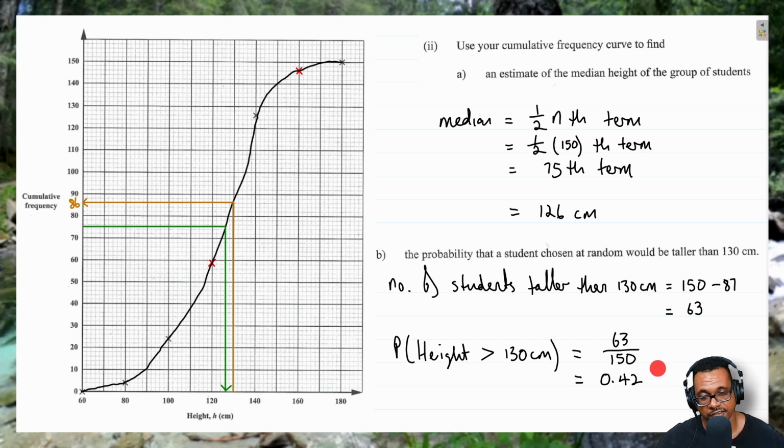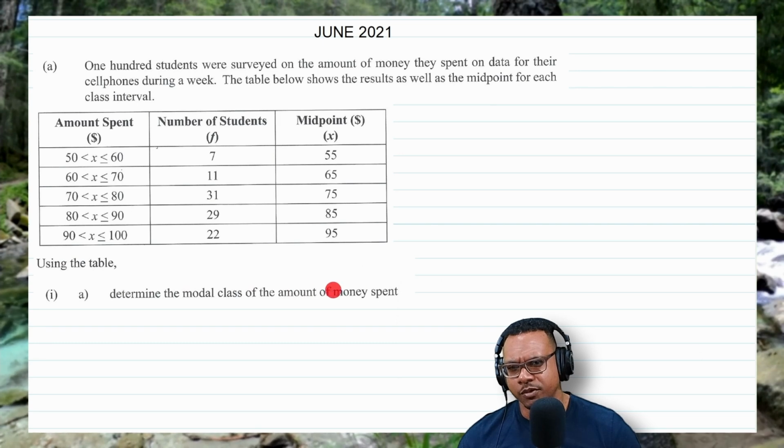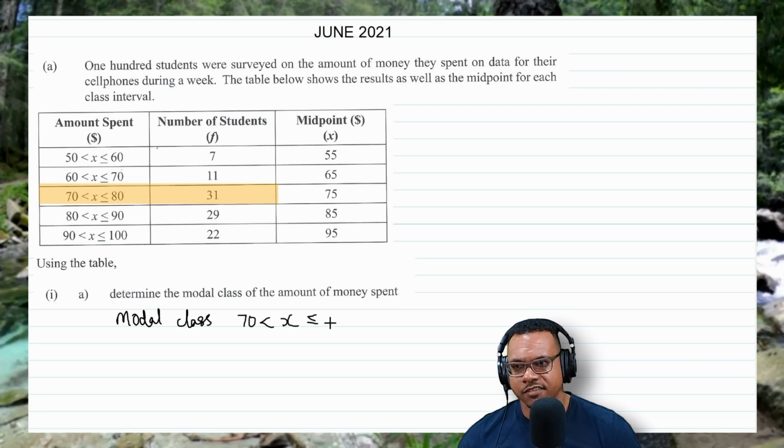So now let's move on to question 5 for June 2021. All right, so question 5 for June 2021, we have 100 students who were surveyed on the amount of money they spent on data for their cell phones during a week. The table below shows the results as well as the midpoint for each class interval. We want to use the table to determine the modal class for the amount of money spent. The modal class will be the class interval that has the highest frequency. So we look at the column for the frequency, see which one is the highest. We have 31 is the highest. Therefore, this class interval, 70 to 80, would be the modal class. So my modal class would be 70 to 80.